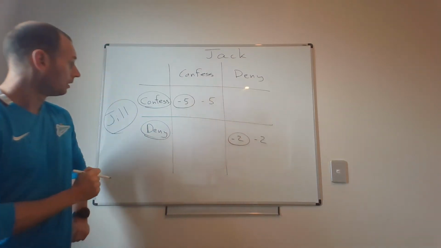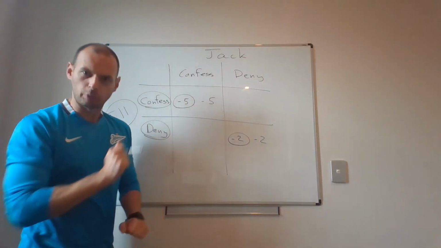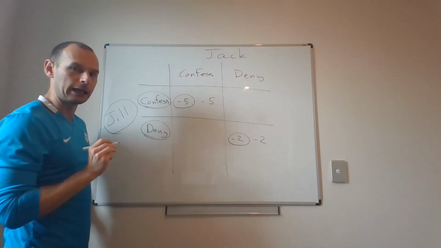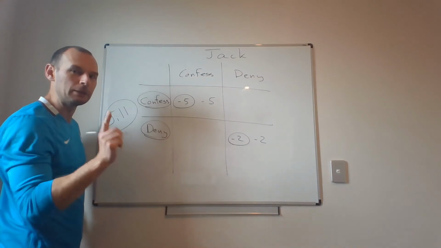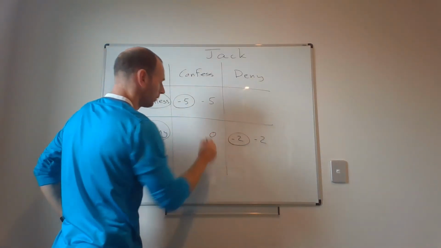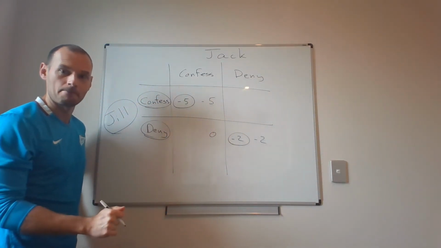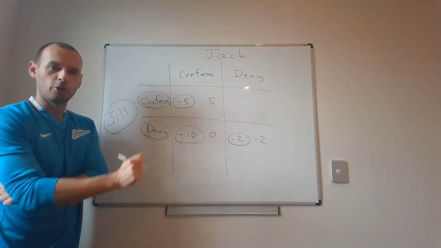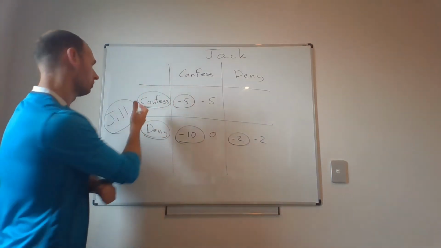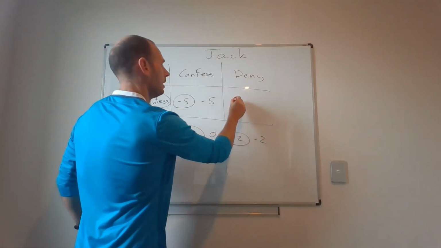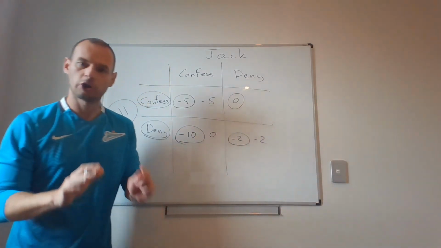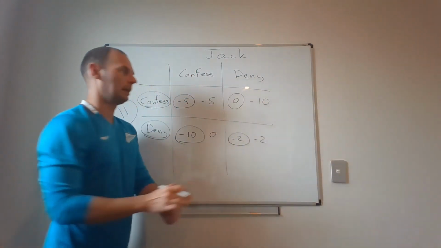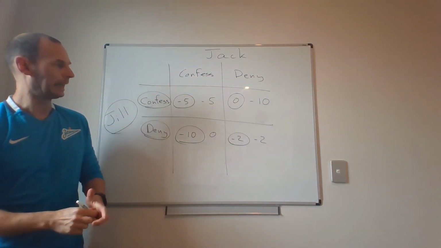All right? If, and this is where it gets interesting, if Jack confesses and Jill denies, Jack gets a plea bargain with police and gets off with home detention, no jail. Jill gets the book thrown at her. Since it's the symmetric game, same applies. If Jill confesses, she gets off free. Jack will get 10 years.